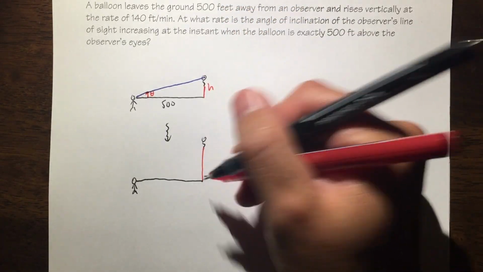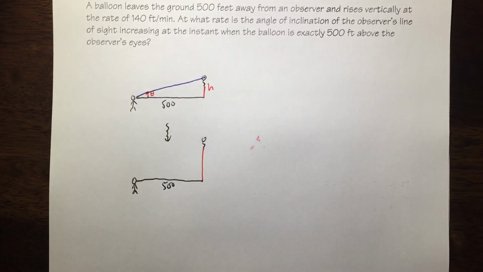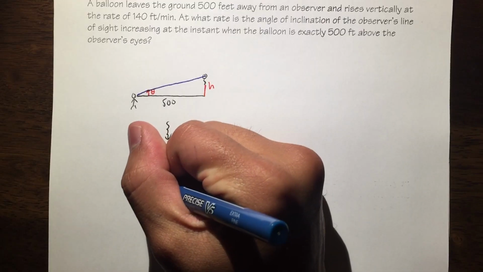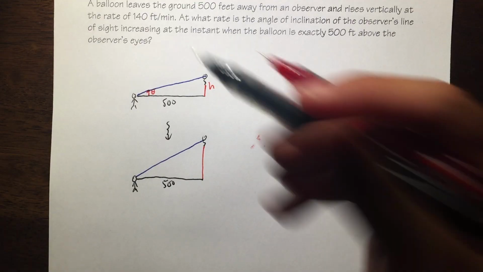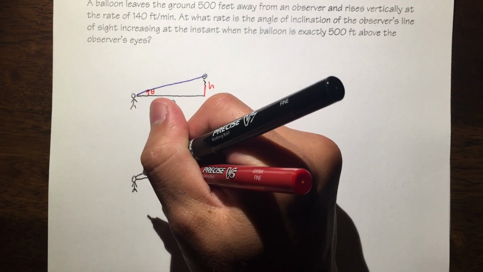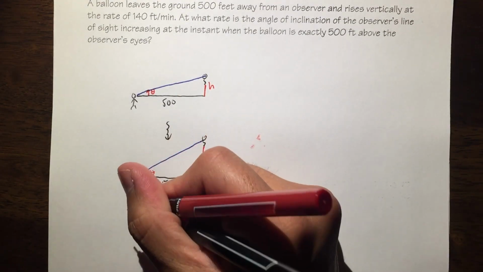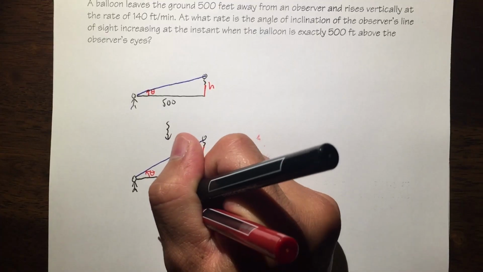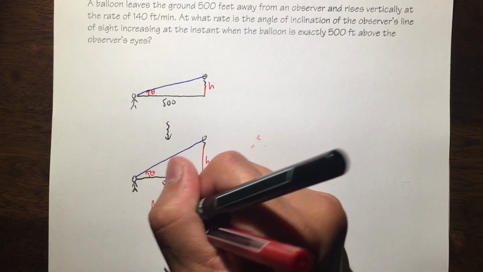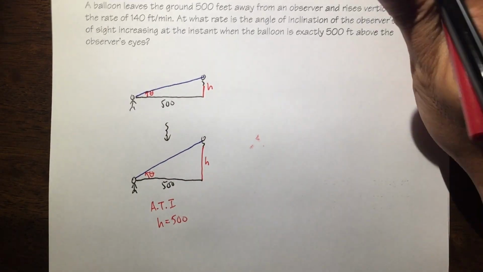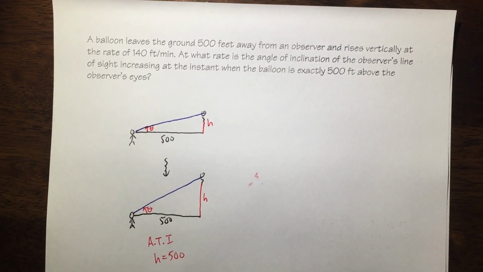So h is changing, so that's why it's in red. This distance is always 500, so let's put that down. And even though this distance is also changing, we don't really care because the question is only asking us to build up a connection between h and theta. And this is the picture at the instant when the balloon is 500 feet above the ground, meaning we want h to be 500, like this. Okay, now let's go back to this, and let's look for the information.